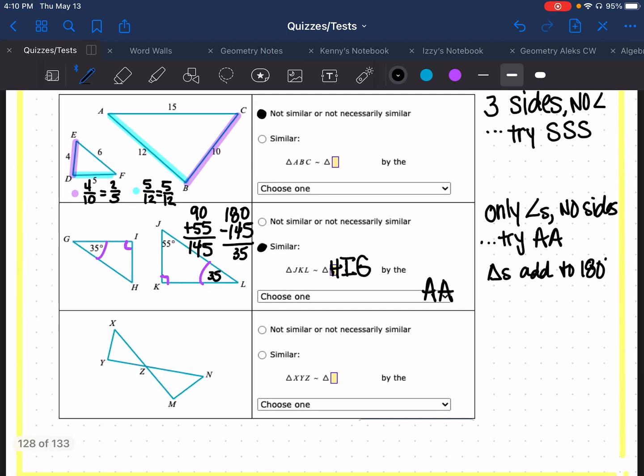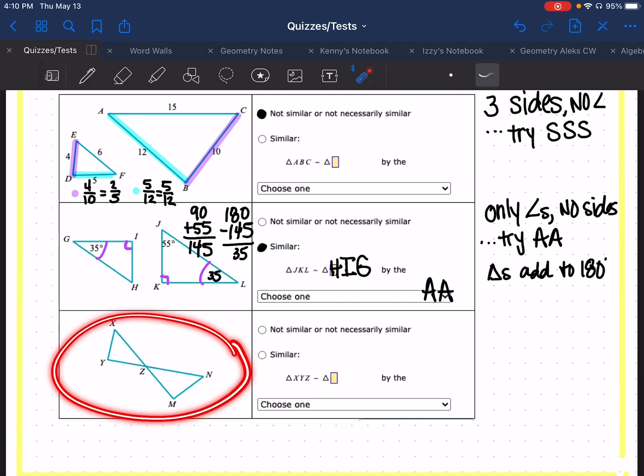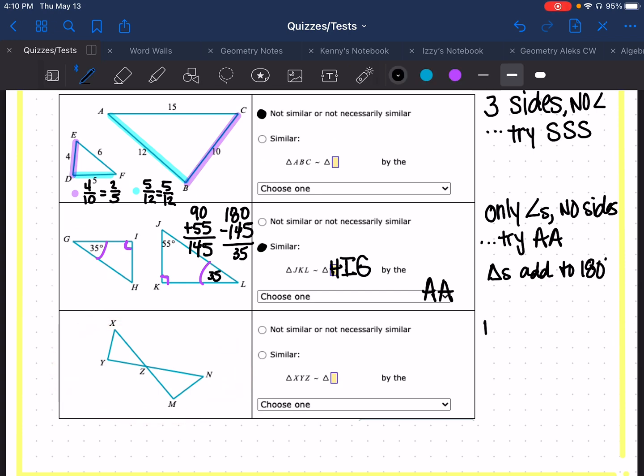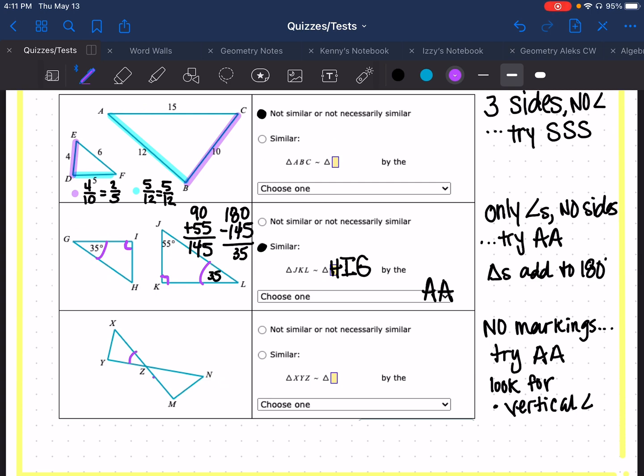Okay, in the last set of triangles that I have, there is absolutely nothing marked. There's nothing marked. So no markings. When there are no markings, we are going to try angle, angle. What we are going to look for, we're going to look for vertical angles. And I do have them. I do have vertical angles right here at Z. So those two angles are congruent because they are vertical angles.